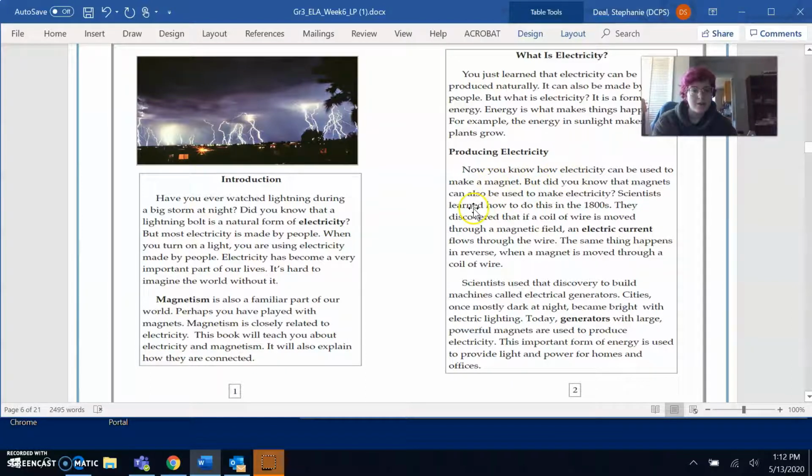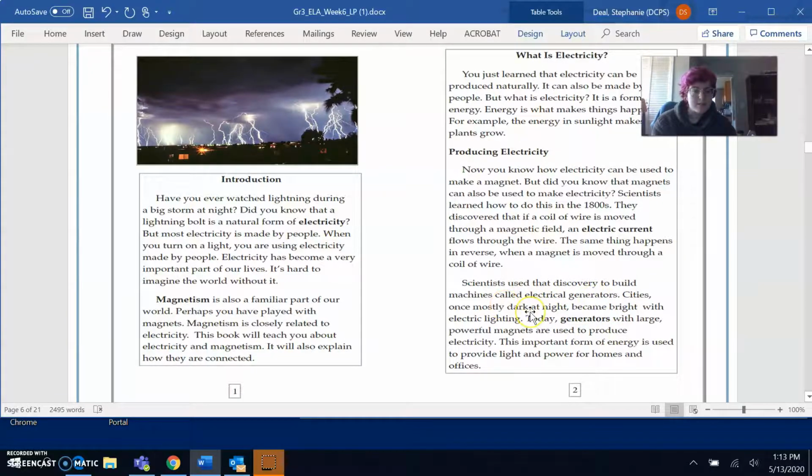But did you know that magnets can also be used to make electricity? Scientists learned how to do this in the 1800s. They discovered that if a coil of wire is moved through a magnetic field, an electric current flows through the wire. The same thing happens in reverse when a magnet is moved through a coil of wire. Scientists used that discovery to build machines called electrical generators. There's our vocabulary word, generator.